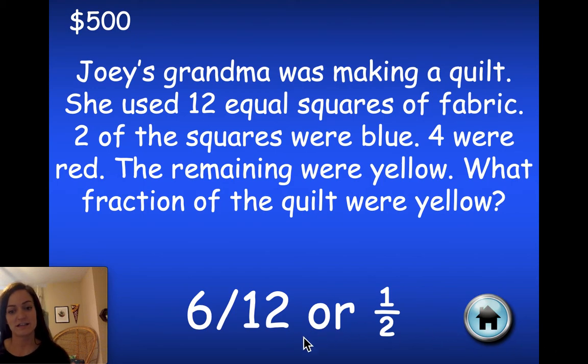6/12, or if you get 6 out of 12, that's also the same as 1/2. So how we can figure that out is she had 12 in all. 2 of them are blue. So let's get rid of those 2 that are blue. We know they're not yellow, right? So 12 minus 2 is 10. 4 of them were red, so we're going to get rid of those. Those aren't yellow, so 10 minus 4 is 6. So 6 out of the total 12 pieces were yellow, okay? 6/12. And if you had a pizza that had 12 pieces and you ate 6 of them, you ate half of it. If you draw a picture of that, you ate half, so you could have written 1/2 too. All right, go ahead and give yourself $500 if you got that one right.